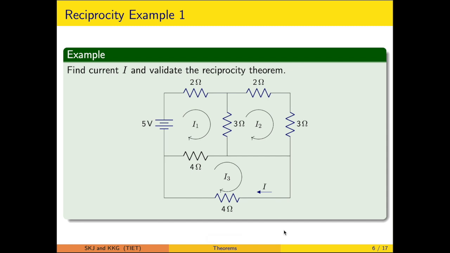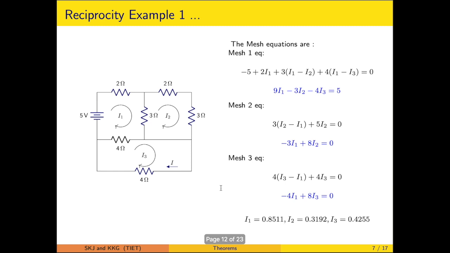Now let us take another, slightly more complicated example, where we will be invoking the mesh analysis concepts. This is the branch where the source is connected. This is the branch or element through which the response or the output is measured. So in this illustration, the response I will be exactly equal to the I3 mesh current. Likewise, we will be forming the mesh equations.